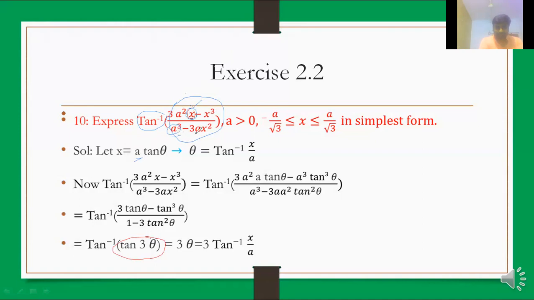Everywhere we have a. See, a. Here also a. Correct? That's why I am substituting a tan theta. So what is the answer now? From this, theta value we will substitute back in the end. Just write it and keep it aside.